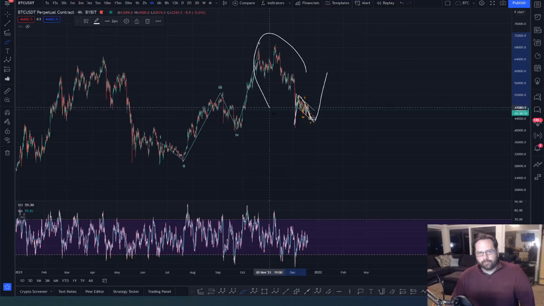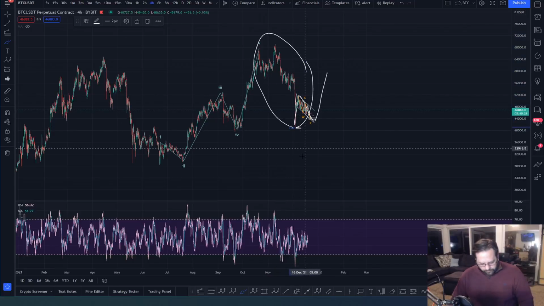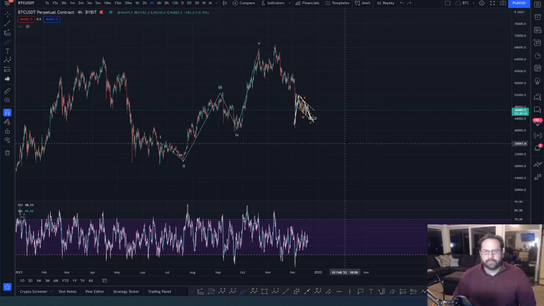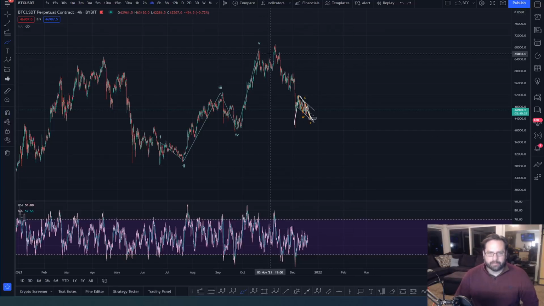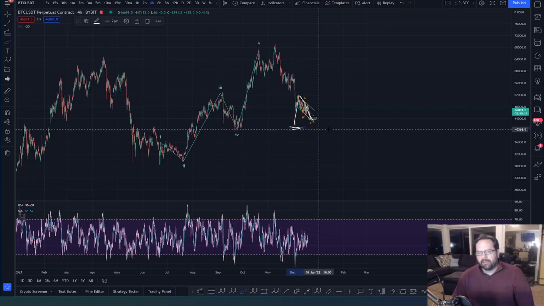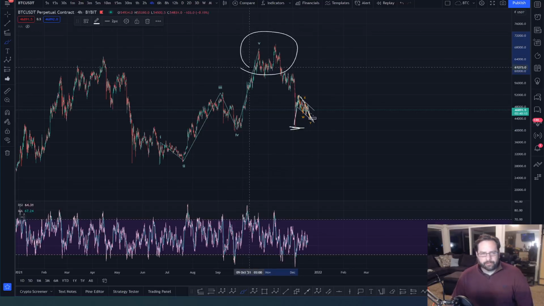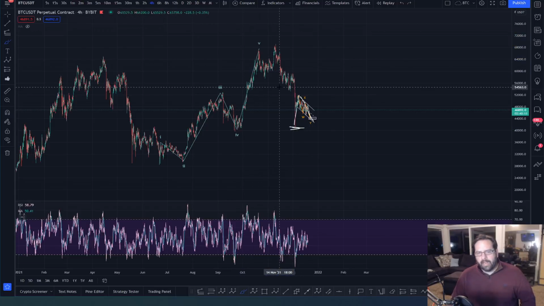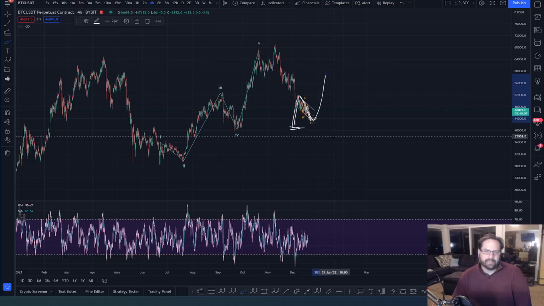If this is 3 waves that finished right here, that's an if-then statement, which only time will tell. It looks to be fairly plausible. That is a plausible count. Now this is a 3-wave move that finished right here. I think this is my most plausible count in my opinion. It deals with all the difficult waves, okay? And what we now have is we're looking for some kind of an ABC back to the upside.